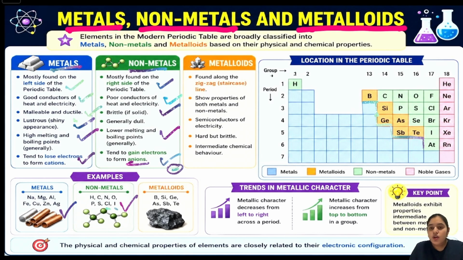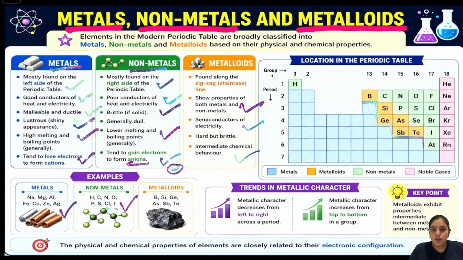So these are some metalloids in the periodic table. They show properties of both metals and non-metals. Most metalloids are semiconductors of electricity, which makes them extremely useful in electronic devices such as computer chips and mobile phones. They are generally hard but brittle and show intermediate chemical behavior.